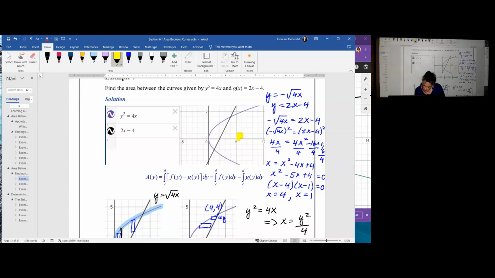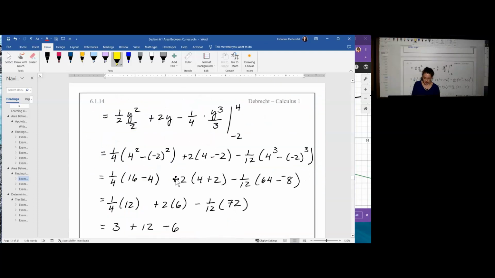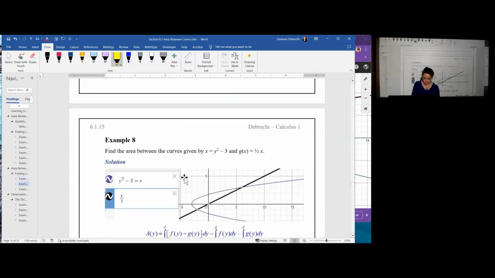And the area that we're looking at is the area between the two curves, which does indeed seem to have about 9 squares of that shape inside of it. Let's look at another example where we can use integration with respect to y.